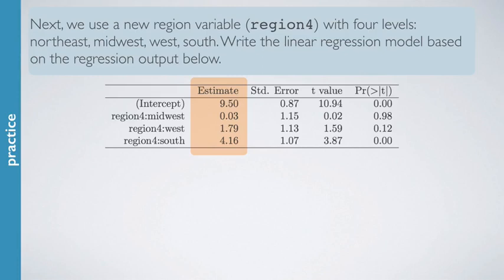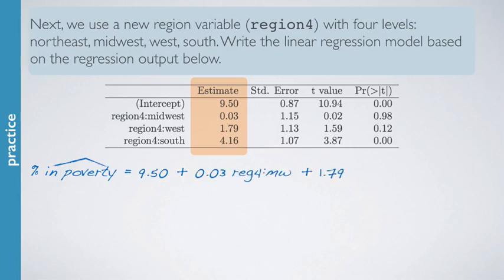Our response variable is percentage living in poverty, so we're going to set the predicted percentage living in poverty equal to the intercept plus 0.03 times the Midwest variable plus 1.79 times the West variable and 4.16 times the South variable. Once you have this linear model, depending on what state you're trying to do a prediction for, we can plug in a bunch of zeros and ones. For example, if you have a state from the Midwest, you would plug in a 1 for Midwest and 0 for all the other levels.